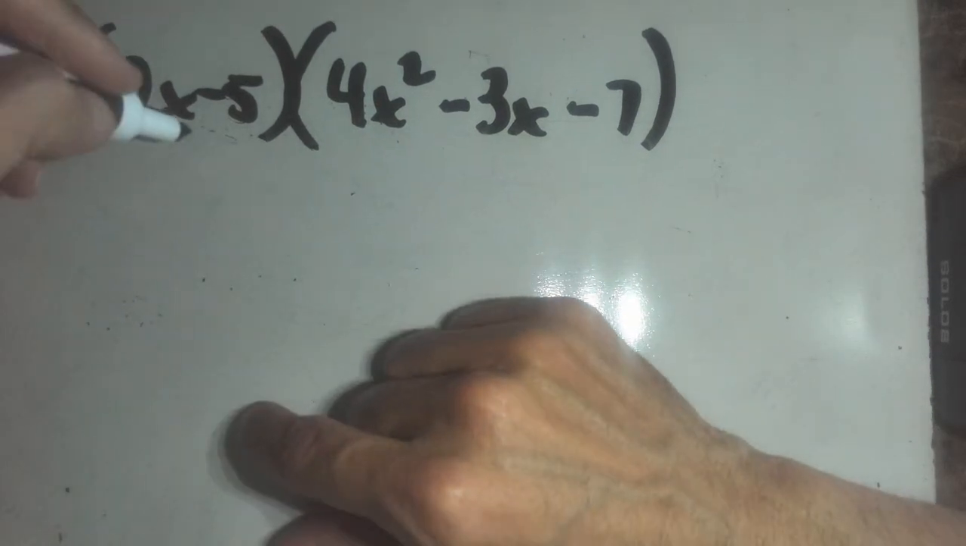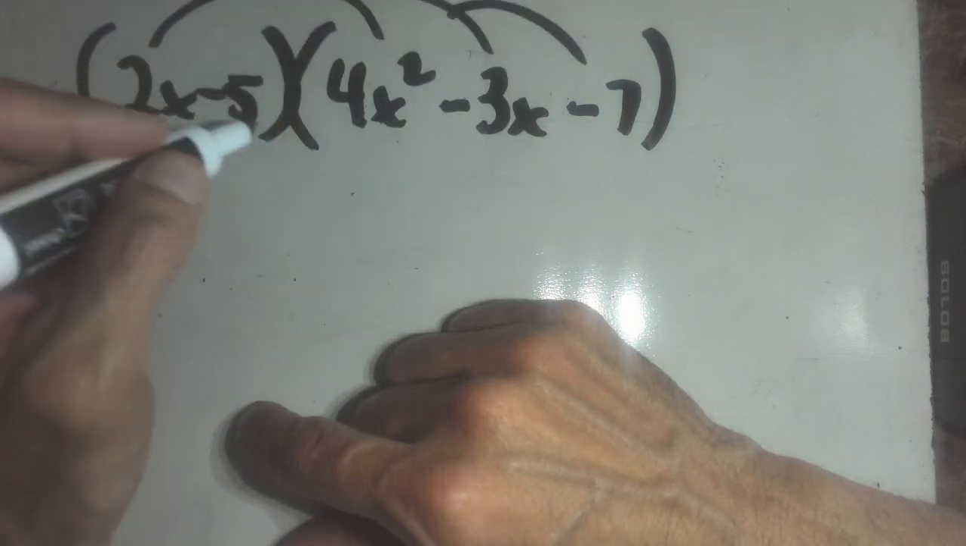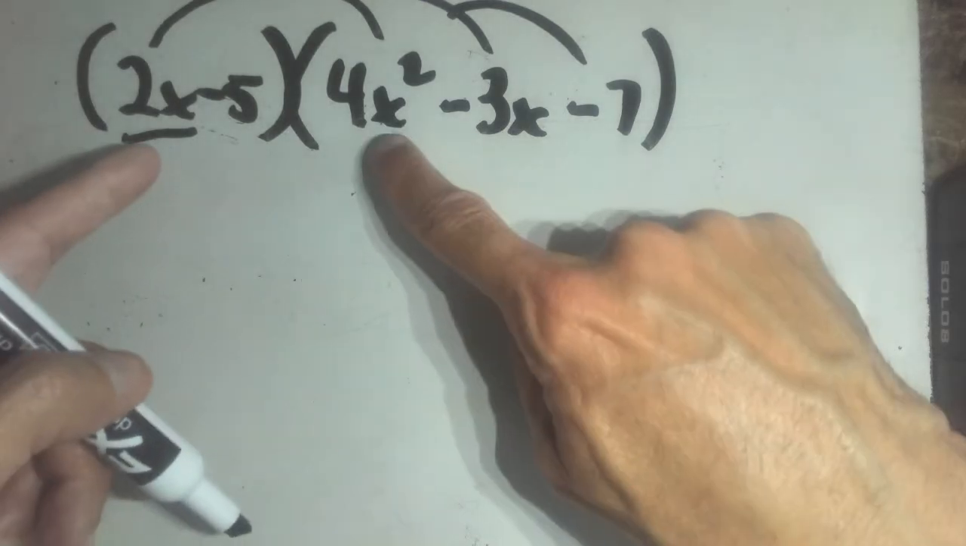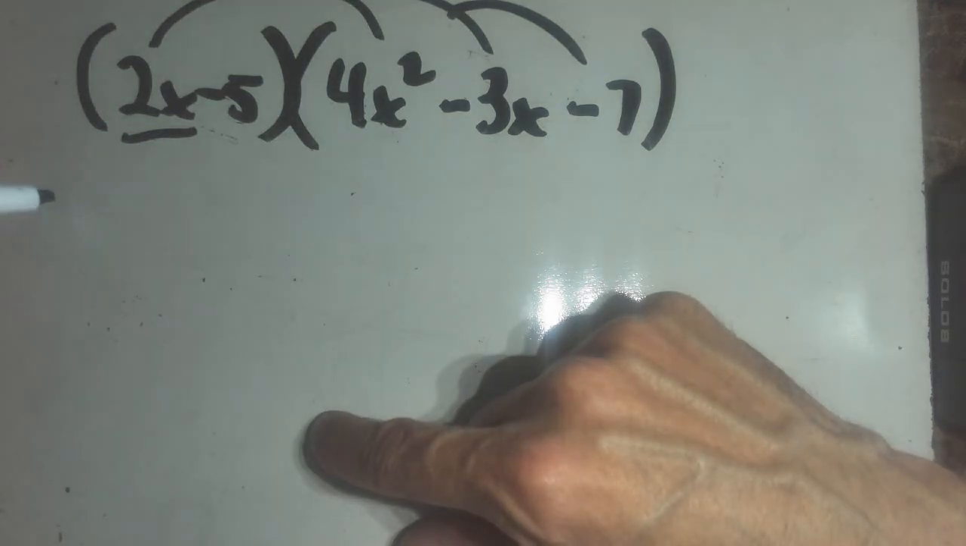So what I'm going to do is start with the 2x here. I'm going to distribute the 2x to all 3 of these. Don't worry about the negative 5 right now. Just take the 2x. So I'm going to take the 2x times the 4x squared, and we're going to get 8x cubed. I'll try to fit all this on my video.